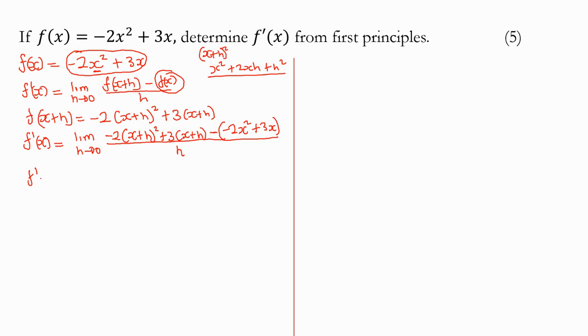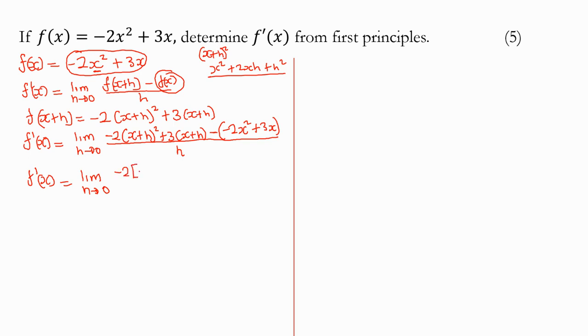So f prime x is equal to lim. You see, the lim sign is not disappearing. It's always there. Please make sure that it does not disappear. It will only disappear when we do the substitution of 0.